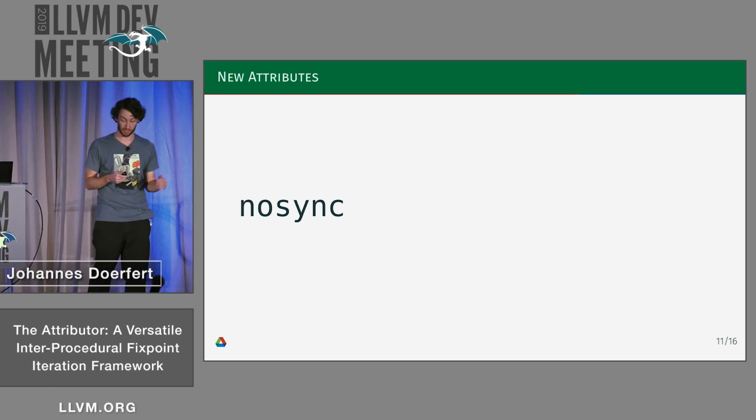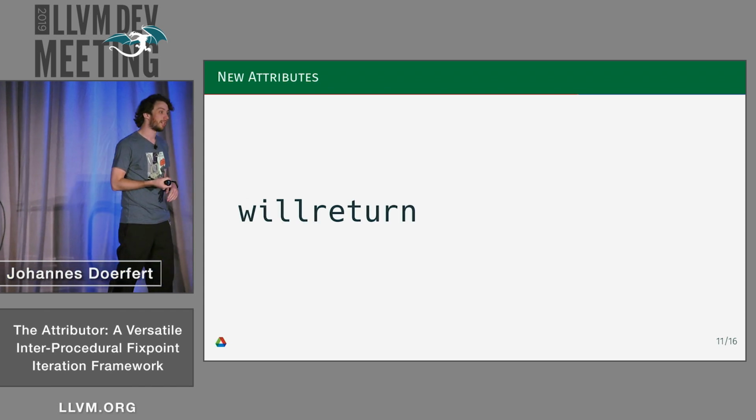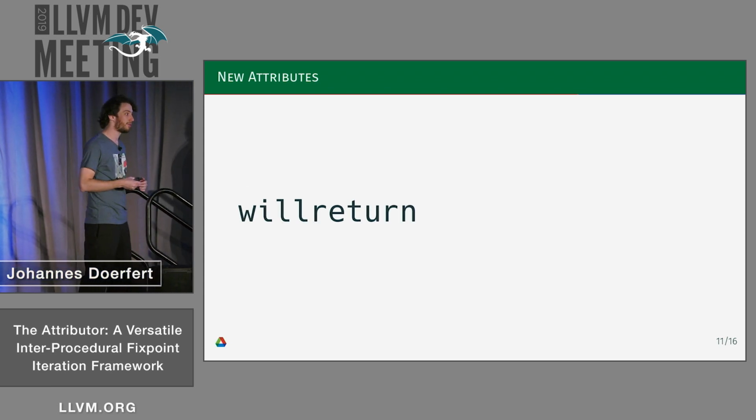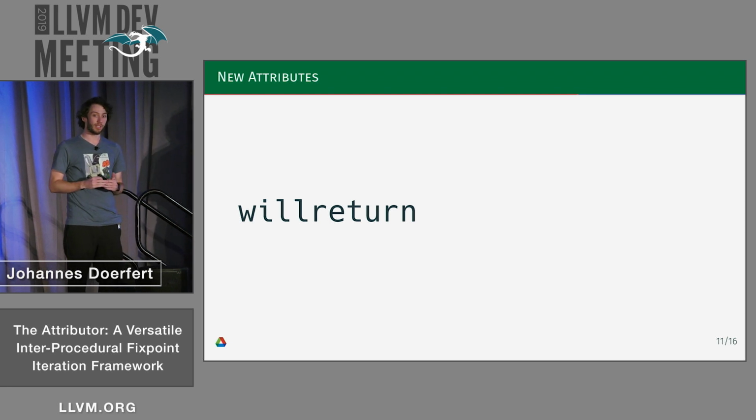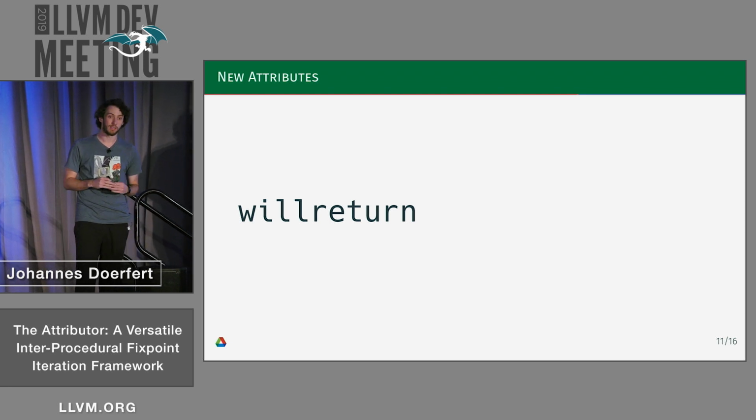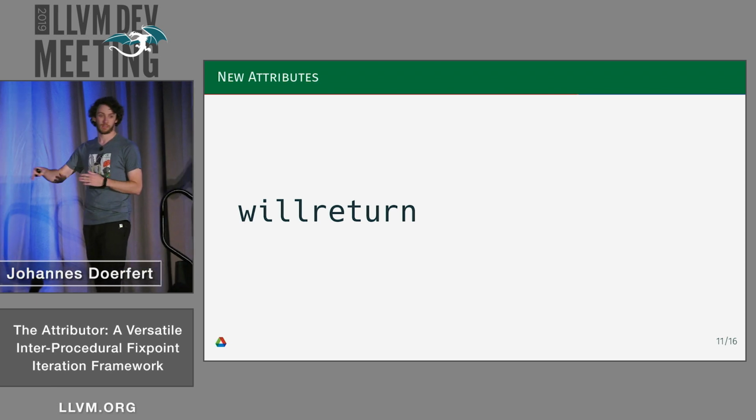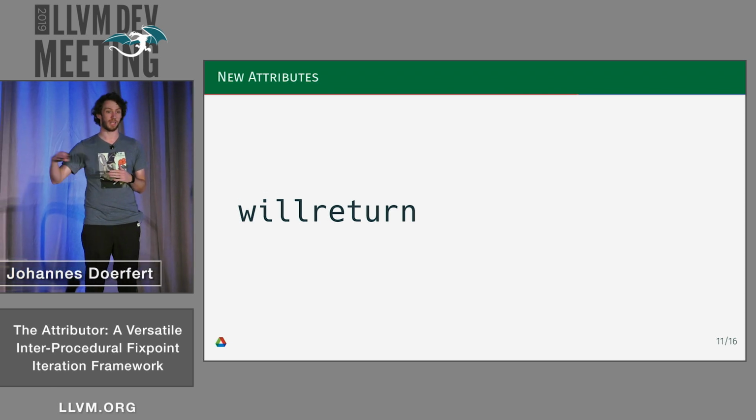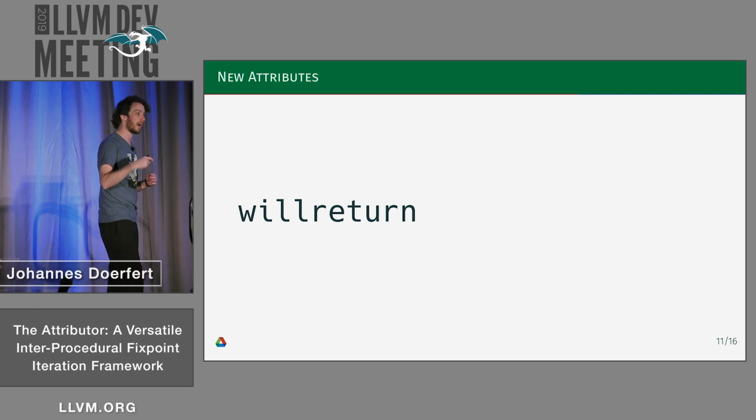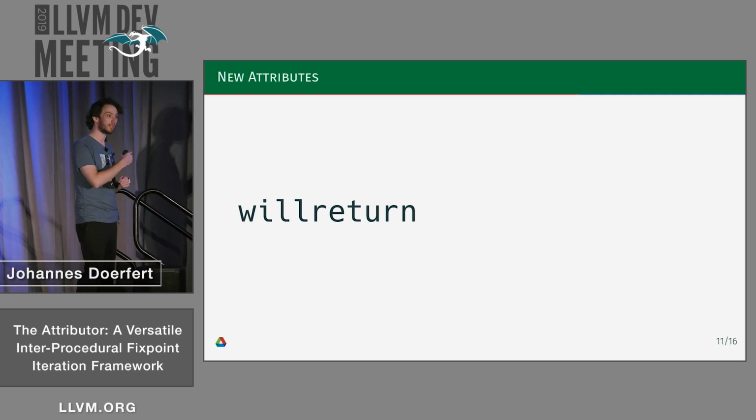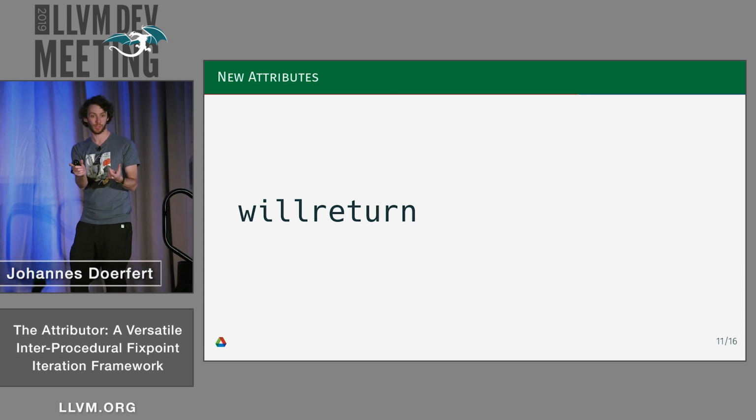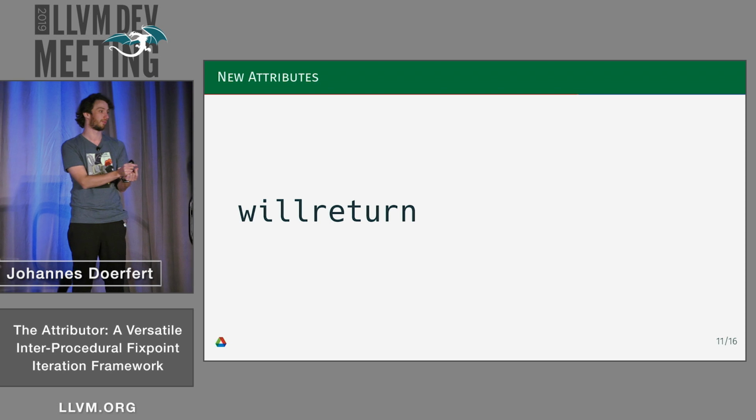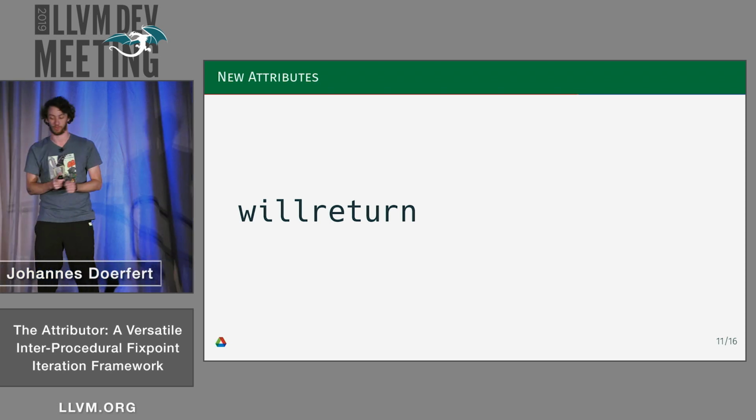If not, it might. Will return tells you that the function will actually return. If you call that function, the call will return. It does not mean the call will not throw an exception. It means it will not call exit, or have an endless loop or endless recursion. So it will come back to you either through an exception that goes through your call site, or it will actually just return. So if it is no unwind and will return, it will actually return to you. It's orthogonal, but you can have both.